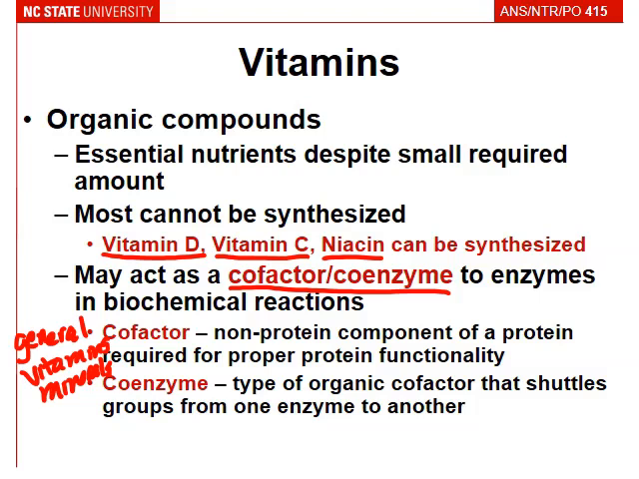Next is our coenzyme. So a coenzyme is a type of cofactor. It's a type of cofactor, but the main difference is it is organic. So our coenzymes can only be vitamins, because here our vitamins are organic compounds. So coenzymes are organic cofactors, and they shuttle groups from one enzyme to another. So that is the main difference between a cofactor and coenzymes.